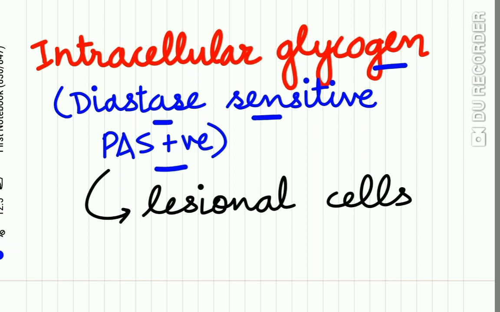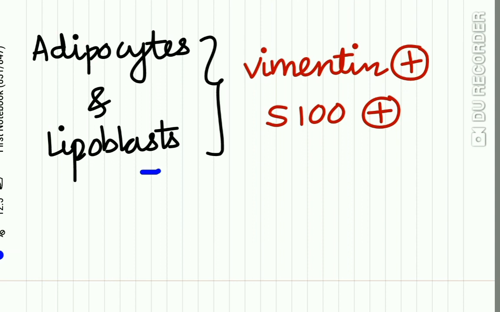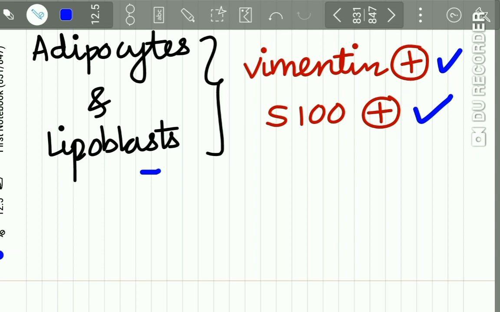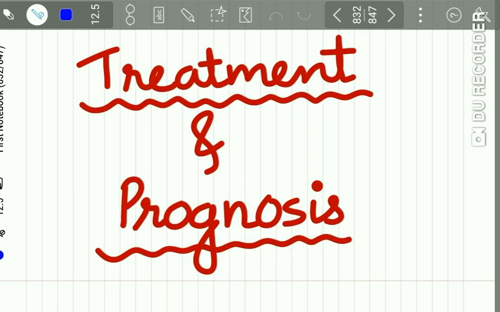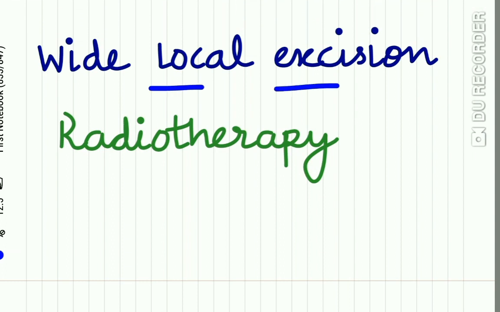This intracellular glycogen may be present in the lesional cells. Also, the adipocytes and the lipoblasts are vimentin positive and S100 positive. So remember all these special stains used in liposarcoma. Now the treatment and prognosis is wide local excision.